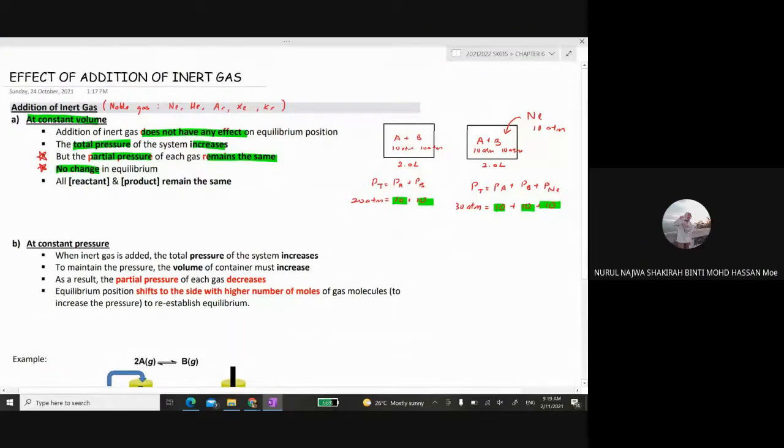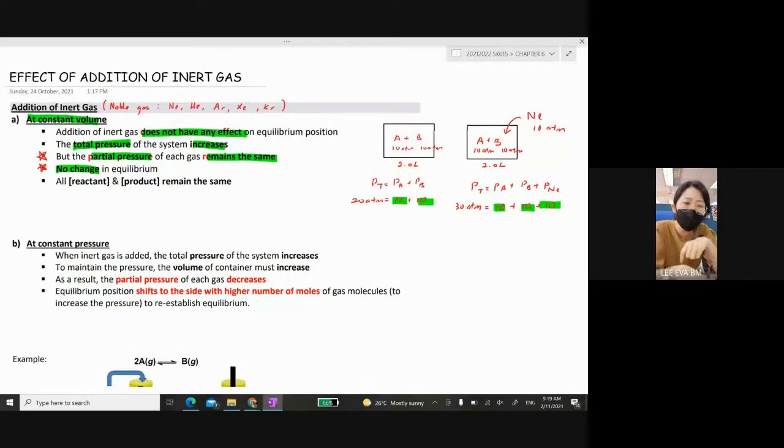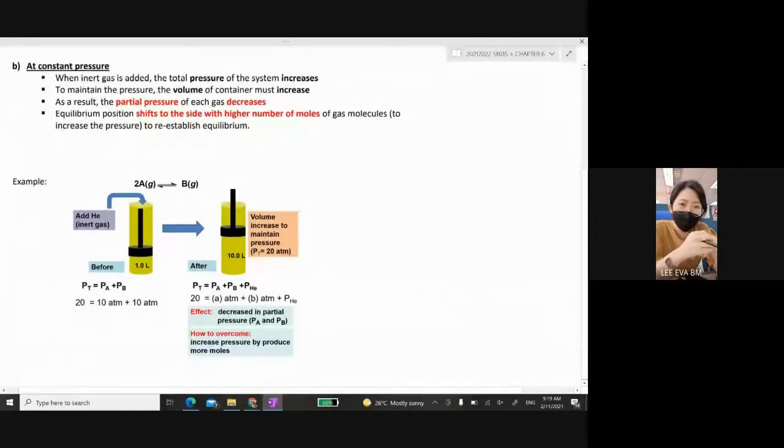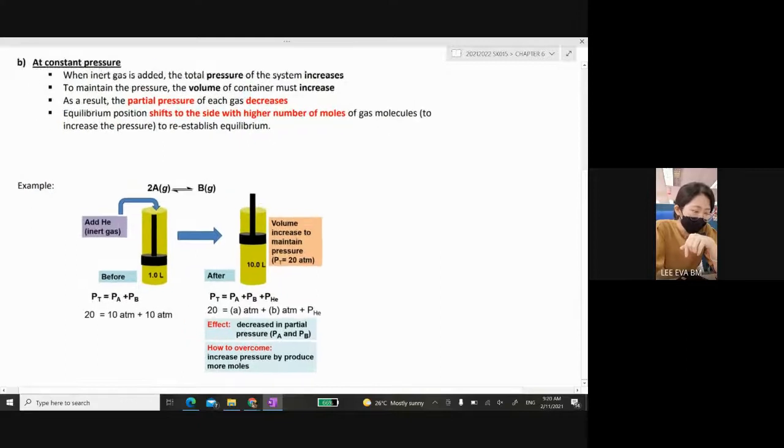Are you good? Yes, madam. Okay, so you will see it very obvious when we keep the pressure constant. Let's see what the difference is. Okay, so go at the bottom here. Alright, so at constant pressure, when your inert gas is added, the total pressure increases. Supposedly, right? When you add gas, the total pressure will automatically increase. But our condition now happens at constant pressure, meaning we must maintain the total pressure the same.